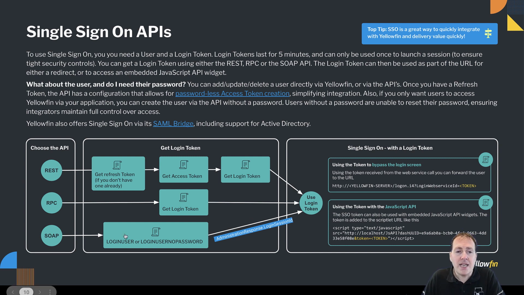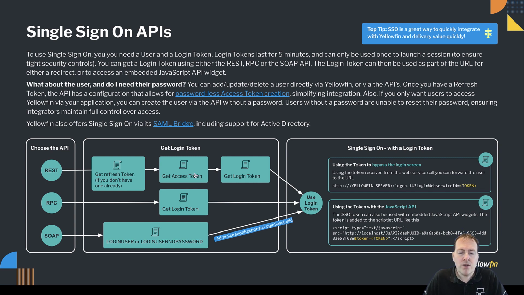Or SOAP has different method that you call login user or login user no password if you don't have the user's password, and that allows you to then create a login token for that specific user. So this login no password is a concept that can work across the RPC. You have to set parameters to say that you're going to allow for logging in without a password.